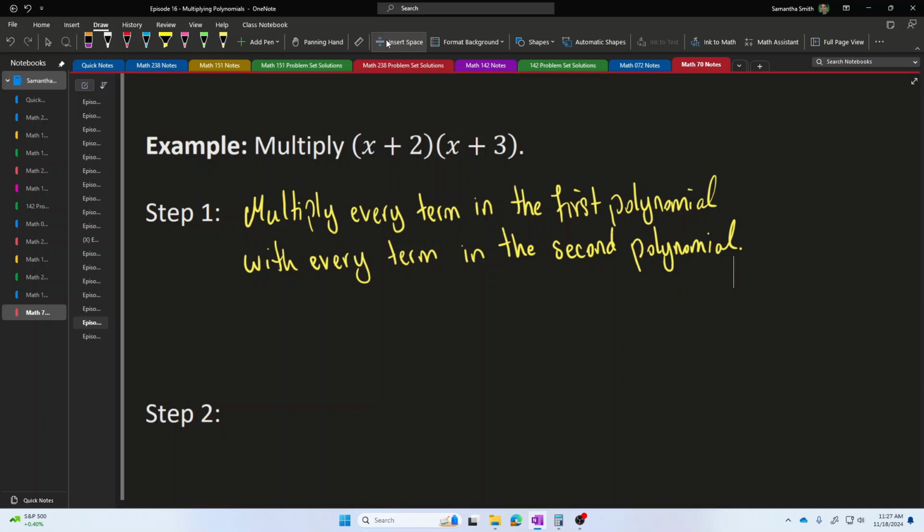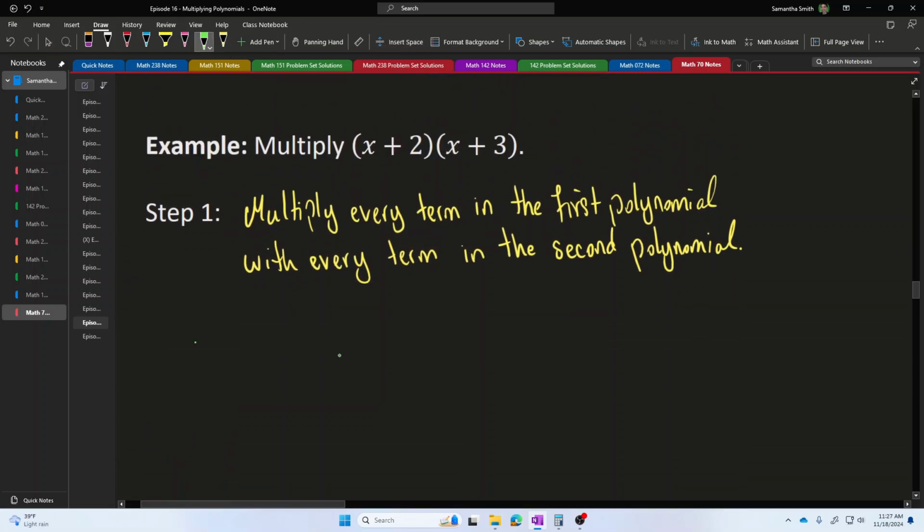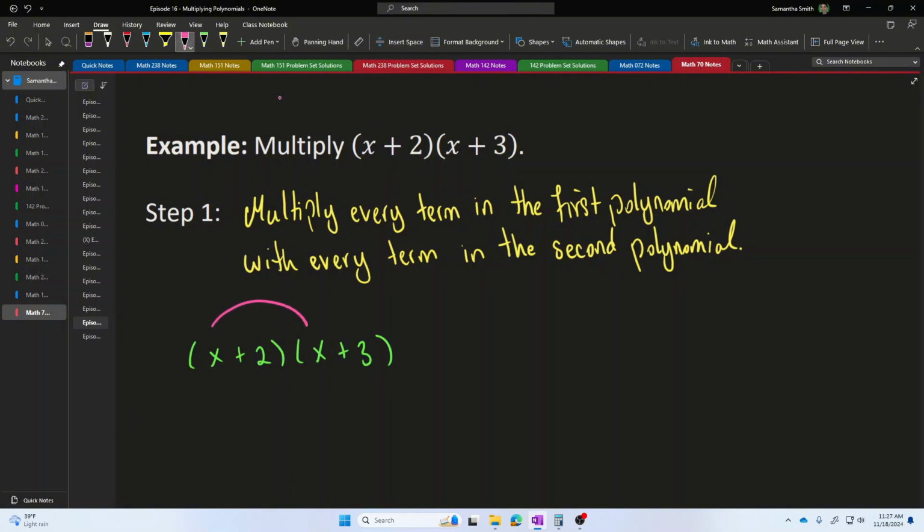There are a couple of different ways that we tend to represent this process. One way that I see students represent this process is to draw lines out from the terms of the first polynomial to the terms of the second polynomial. So the first term, x, in the first polynomial will need to touch and interact with both of the two terms in the second polynomial, and the 2 in the first polynomial will also have to interact with the two terms in the second polynomial.